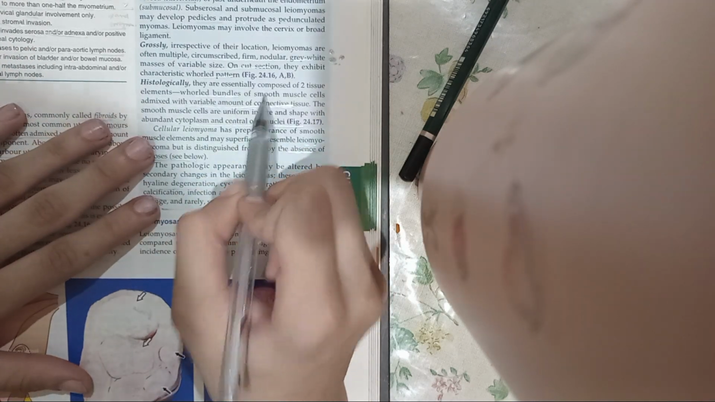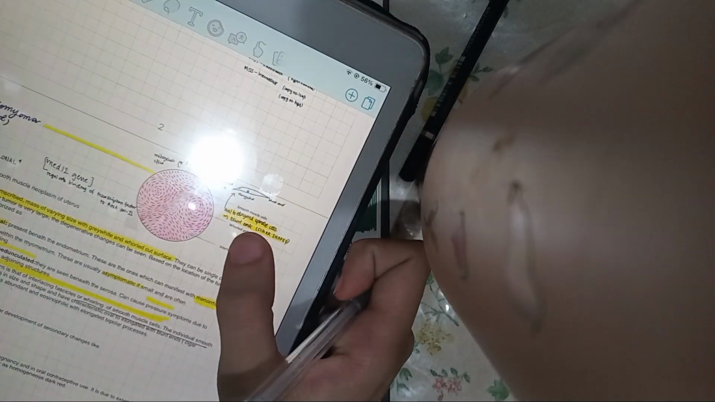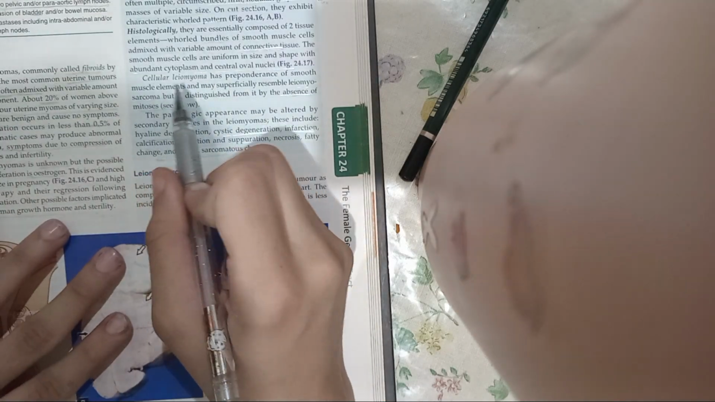Histologically, they are composed of two components: whorled bundles of smooth muscle cells and connective tissue. The smooth muscle cells are uniform, and you have to remember their shape: spindle-shaped, elongated with blunt ends, also known as cigar-shaped cells. Very important, whenever they ask you the histology, it makes a very good impression on the examiner.